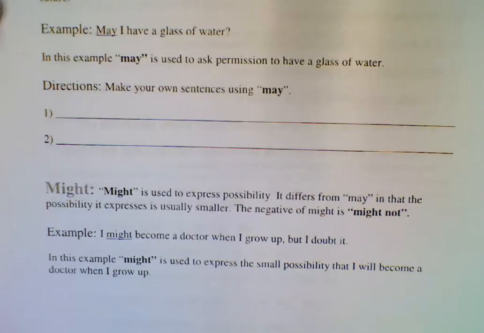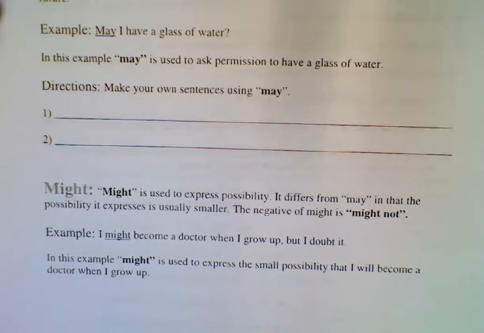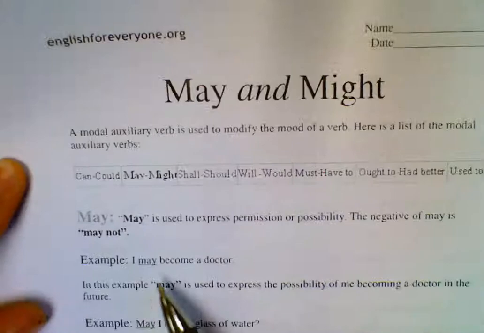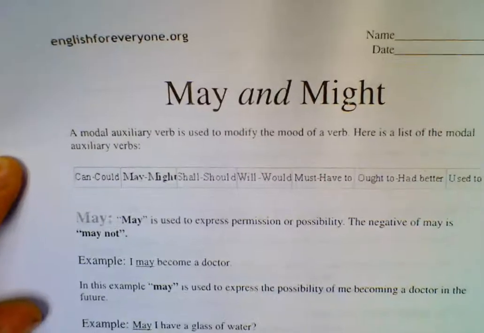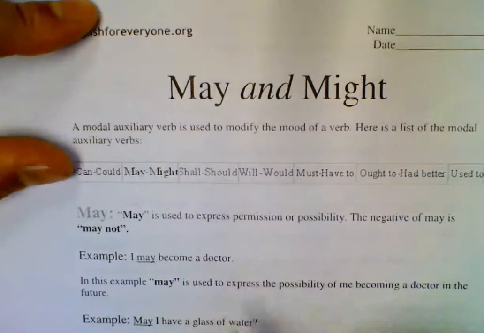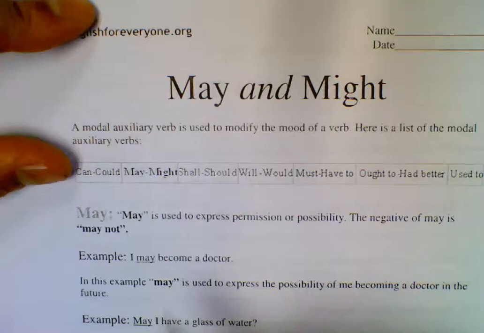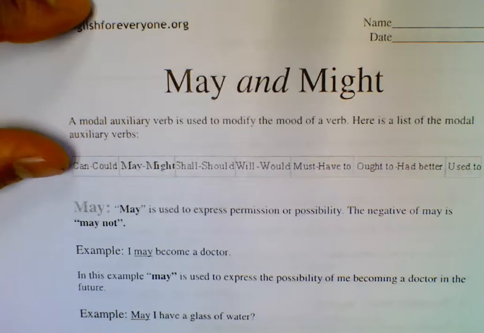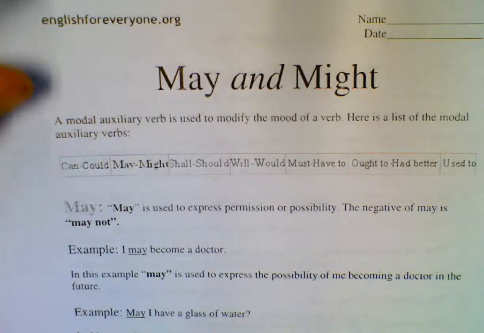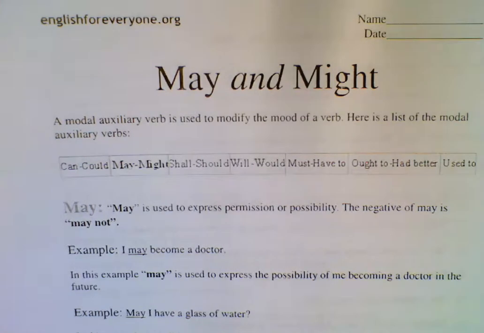Note here again, it comes right before that action verb become, just like may came right before that action verb become. It is assisting in changing the timing or the possibility or probability of this verb. Okay, so it's assisting that verb.